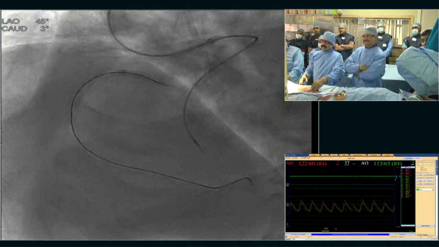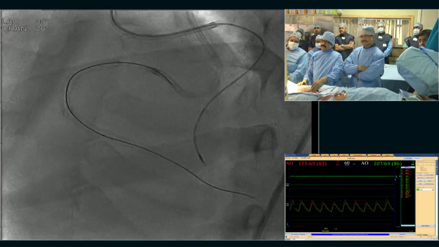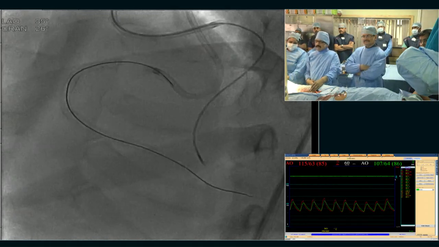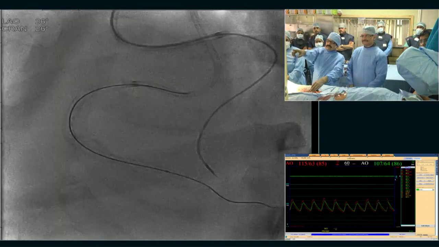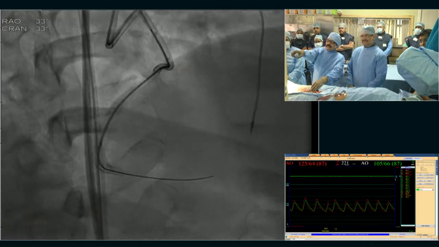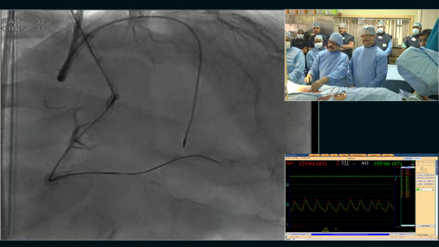lesions. And serial balloons have been done with 2 millimeter, 2.5, and after that we wanted to know the pathology. Give the Corsair injection. Show the Corsair injection before. Exchange. Please show the Corsair injection. We are in the true lumen. This shows the true lumen.